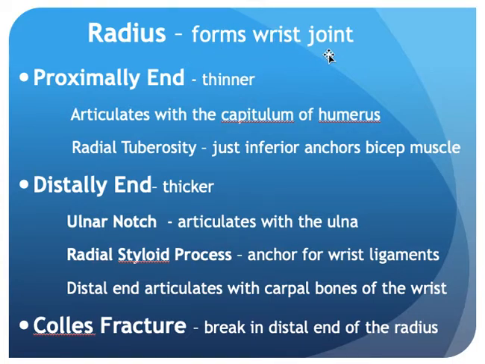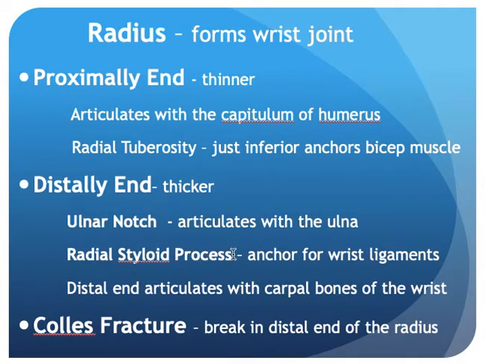Okay, so the proximal end is thinner. It's going to articulate with the capitulum of the humerus. Okay, the distal end, again, is going to be thicker. We saw that in the picture. And we're going to have this ulnar notch. We're going to have, again, another styloid process. Okay, but we want to really, really understand that this distal part is really important. And it's articulating with all the carpal bones, the small bones in my hand. And it's going to create this wrist joint for me.